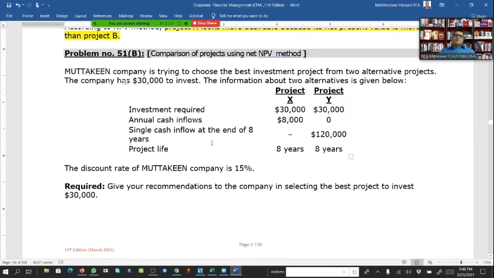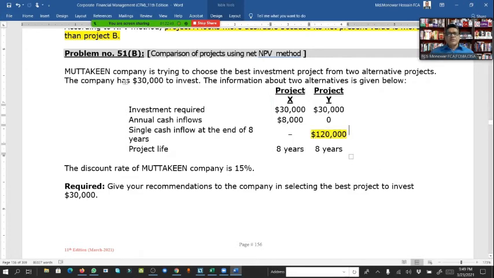Compare projects using the NPV method. A company is trying to choose the best investment project from two alternative projects. The company has 30,000 to invest. That means it has only 30,000 to invest. It can invest in only one. The information about the two alternatives is given below. Investment required: 30,000 for both projects X and Y. Annual cash inflow is 8,000 for project X, but no annual inflow for project Y, only a single cash inflow at the end of the 8th year.